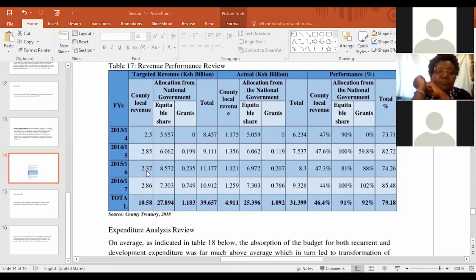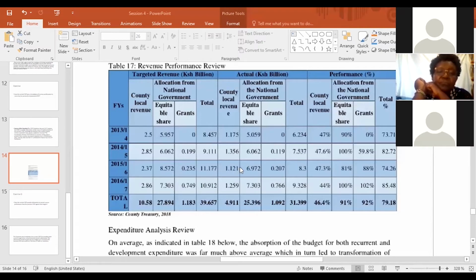Now, when we come to the year 2015-2016, the county stated, let us set a lower target to be at 2.37 billion. We see how much we are going to collect. All right. And the national government stated that instead of giving them 6 billion, let us increase it to 8.572, the equitable share. And with regards to grants, they said, let us also increase. We give them 0.235 billion. So in total, the targeted revenue they expected to collect was 11.177 billion.